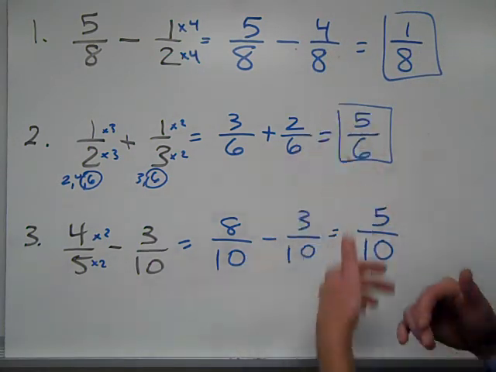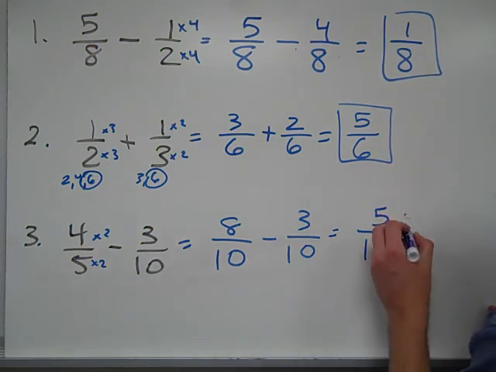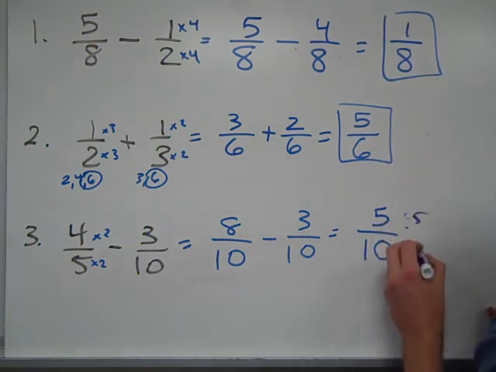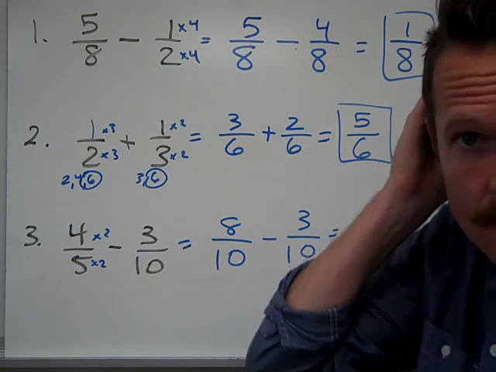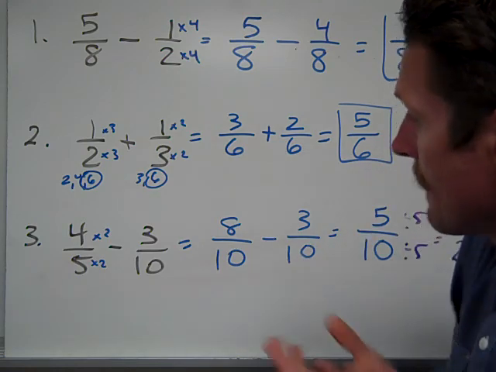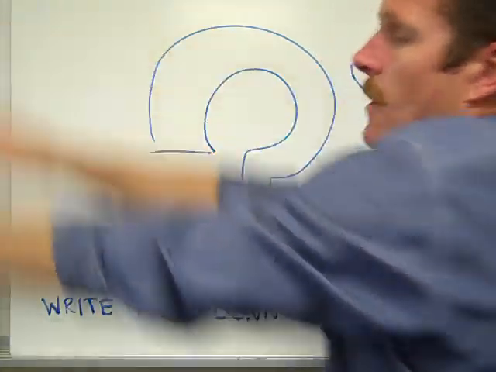Now, these can all, well, this can't be simplified, this can be simplified. I can simplify this by dividing by 5 and turning it into 1/2. So, simplify them if you can. And that's it. Questions? Write them down, and I will help you in class.